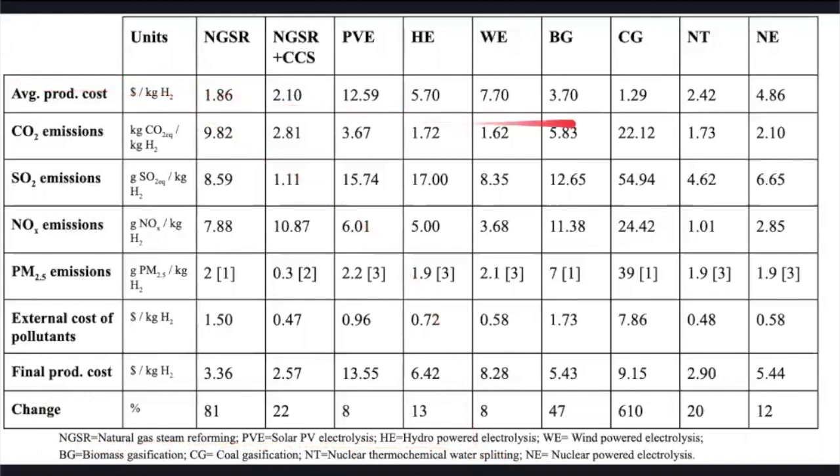To determine an average production cost, I've also determined the emissions in weight of pollutant per kilogram of hydrogen produced for 4 impact categories here. These last 3 rows, you don't need to worry about that for this laboratory, but the external cost of pollutants is basically the cost to society based on the damage that these pollutants do.